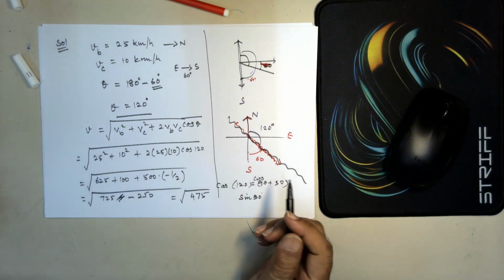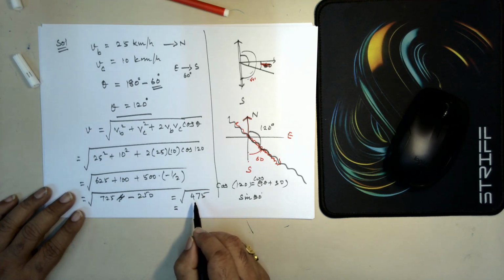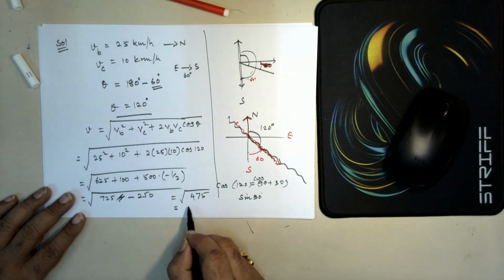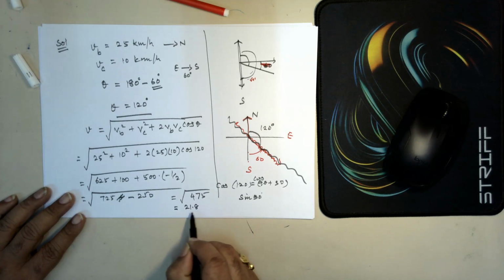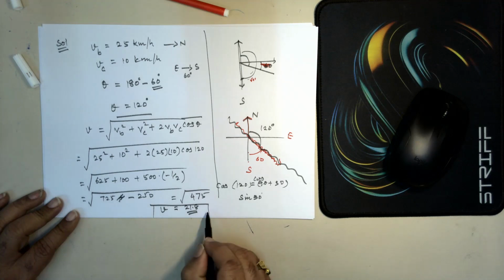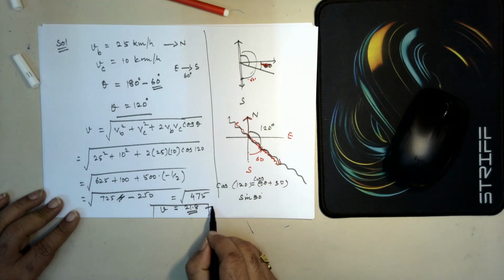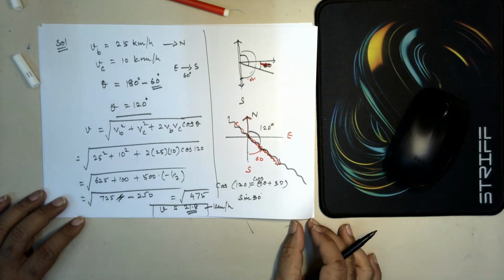Okay, the correct answer is 21.79, which means you can put 8. So 21.8. So this is the resultant velocity. Okay. And what is the unit? Kilometer per hour. Okay.